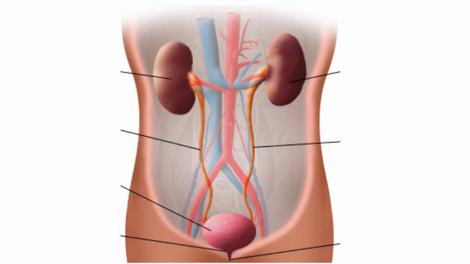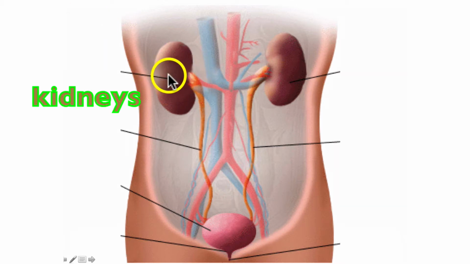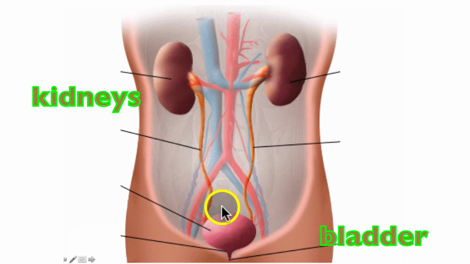This video is going to focus on the organs of the urinary system and the reproductive system. Here we see the two kidneys, the right and left kidney, and this right here is a urinary bladder. Urine is produced in the kidneys and stored in the urinary bladder.